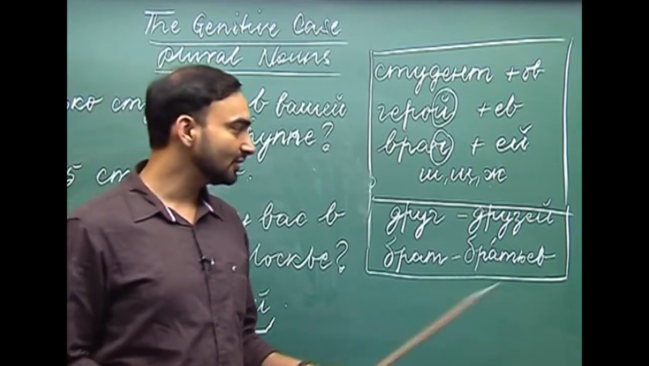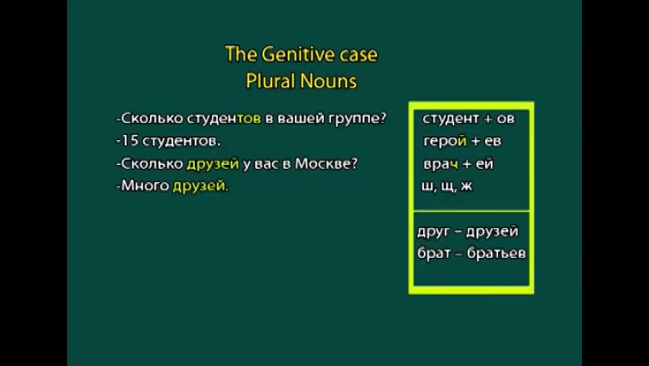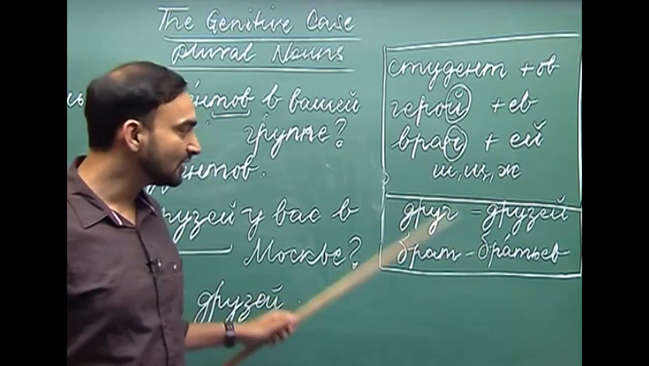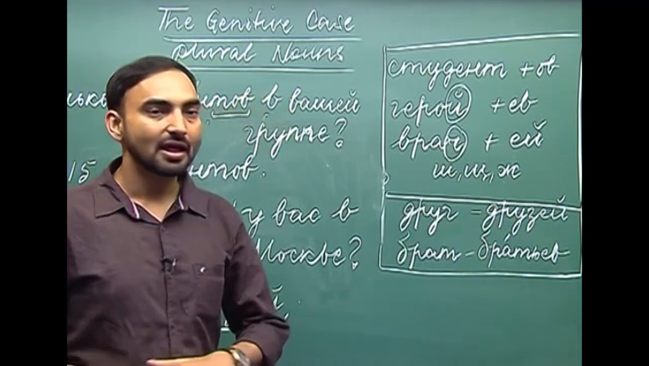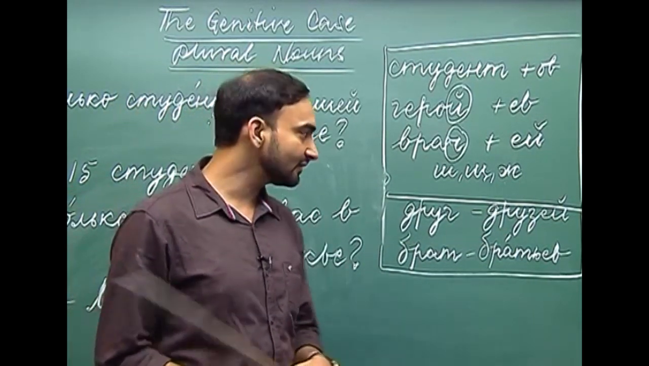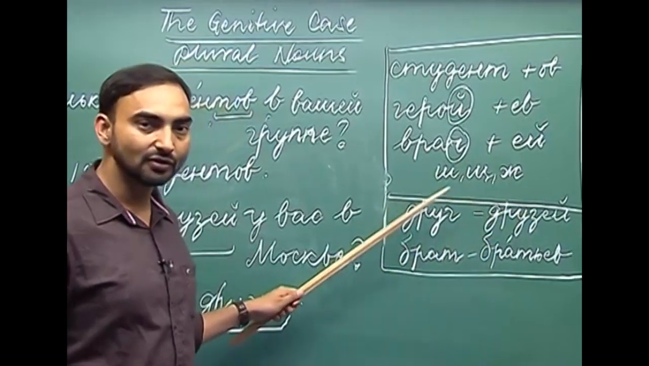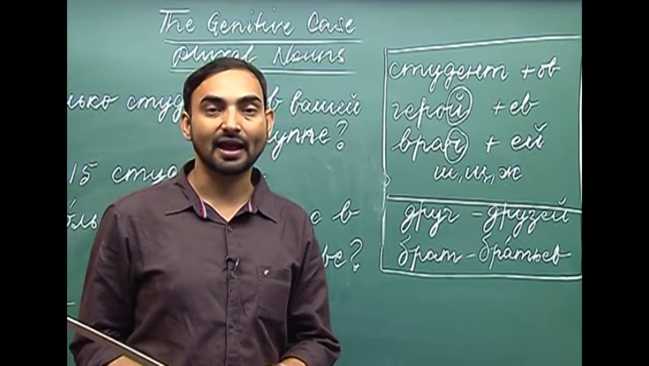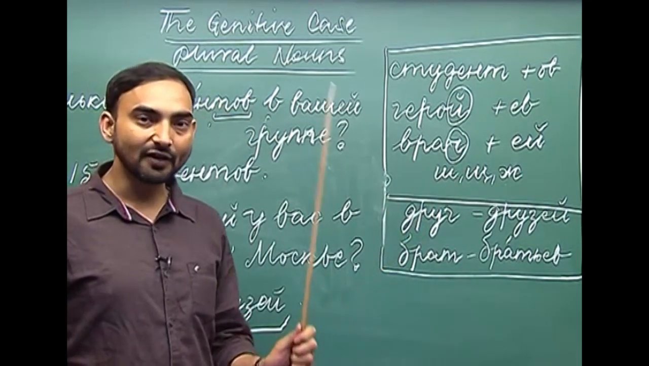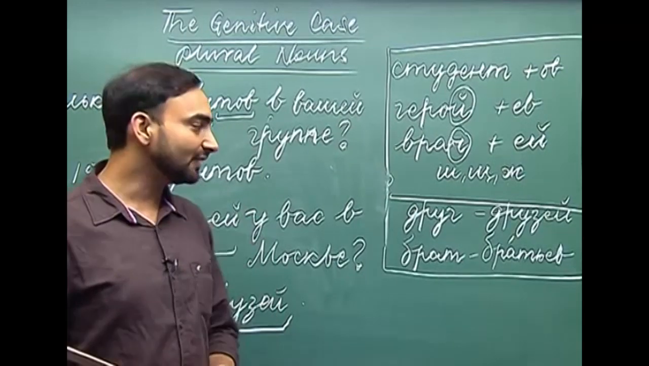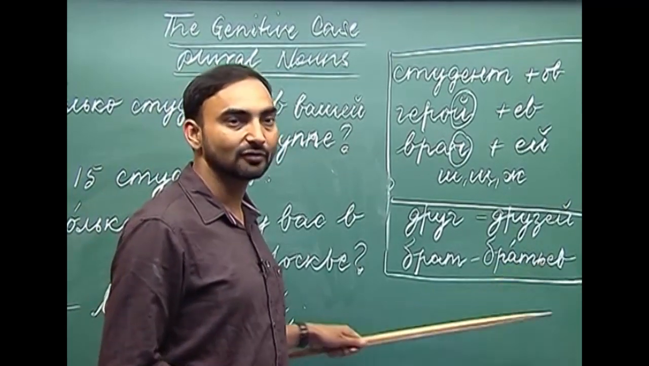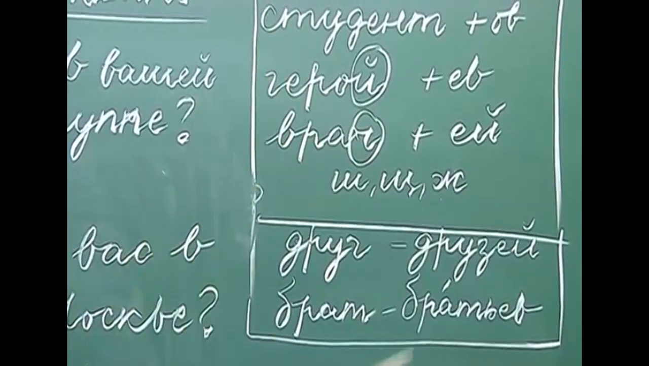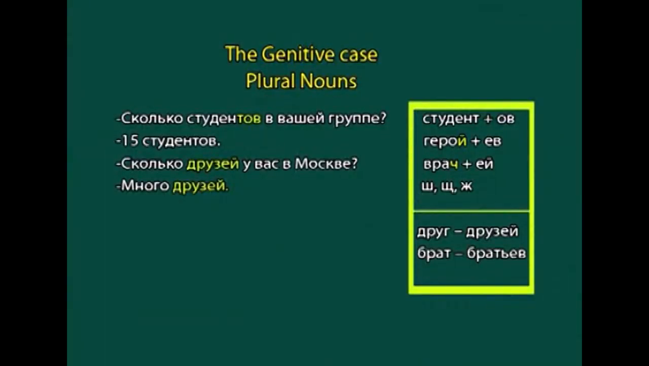One more important thing to note here is that the ending of a noun in the genitive plural also depends on the stress of the nominative plural. For example, друг, друзья. In друзья, я is stressed, which is the ending. If the ending is stressed, we do not write a soft sign here. So, друг, друзья, друзей. Брат, братья. In братья, as you can see, the first syllable is stressed, not the ending. So, if the ending is not stressed, we write a soft sign. So, братьев has the soft sign and then ев, which is the ending. So, this is how we form the genitive plural form of nouns.